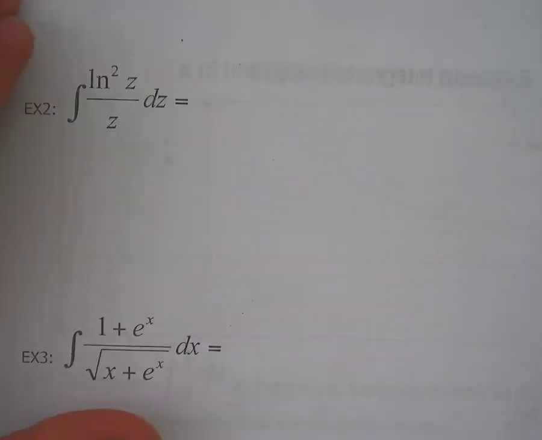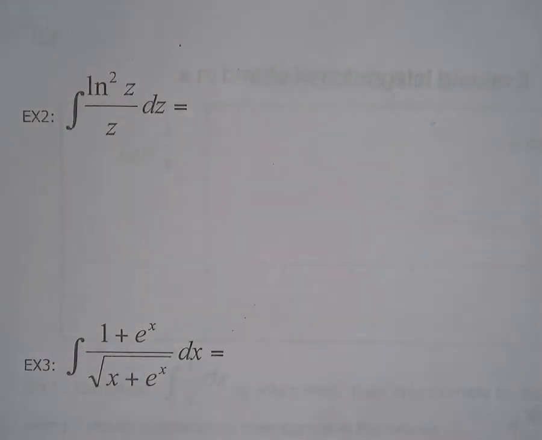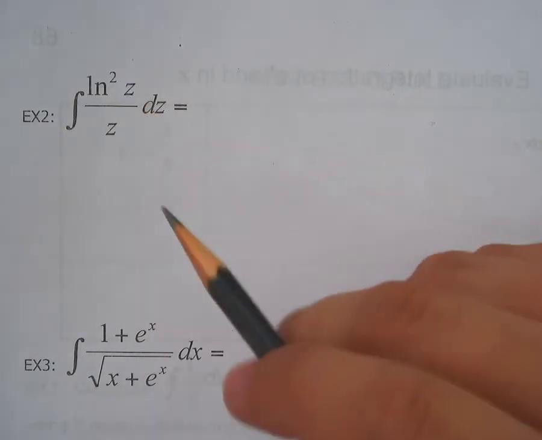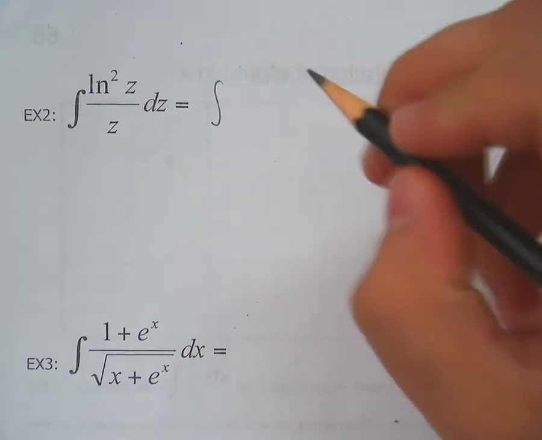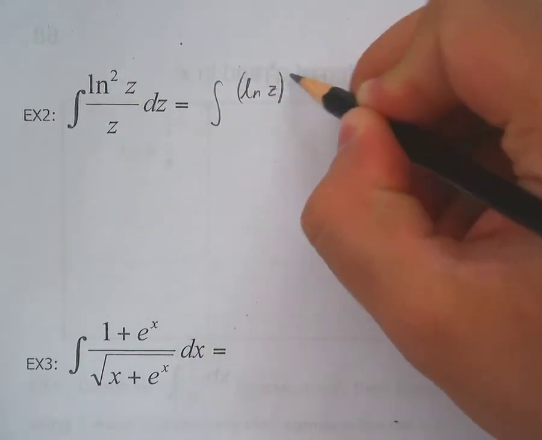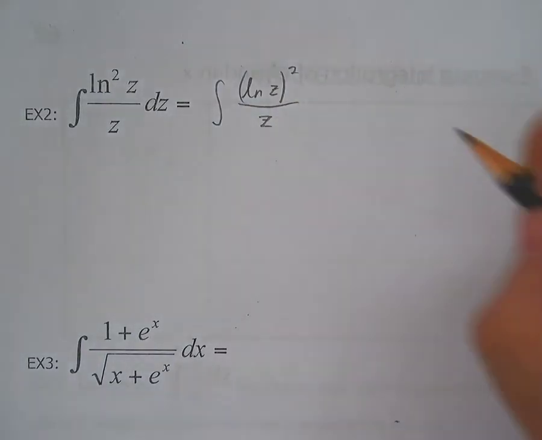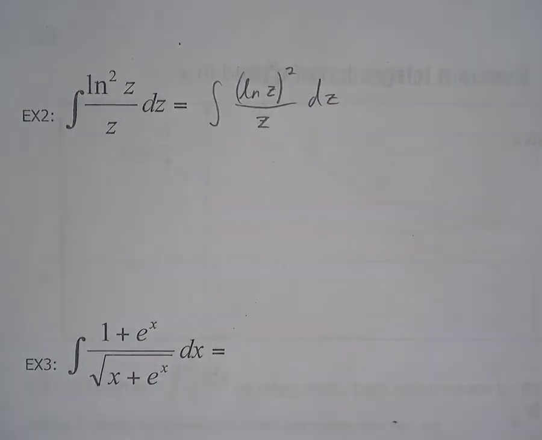Example number 2. Okay, the first thing I would do here, because I've got the natural log squared of z. Hey, that looks weird. I'm going to rewrite this as the natural log of z in parentheses squared over z. And this is dz with respect to z.